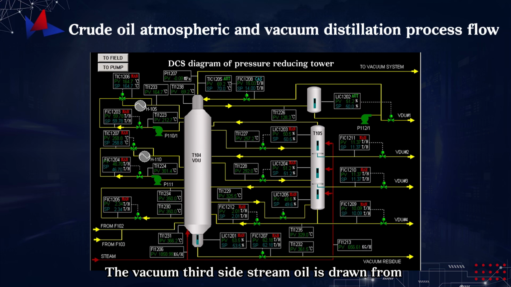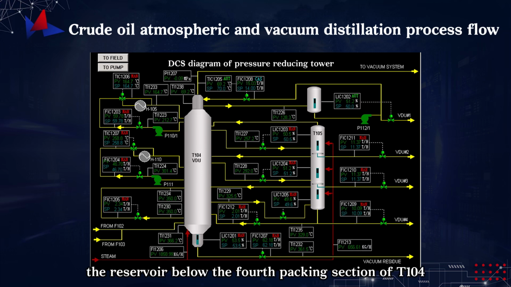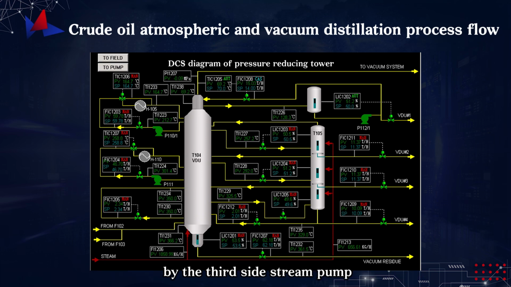The vacuum third side stream oil is drawn from the reservoir below the fourth packing section of T104 by the third side stream pump, exchanged to 220 degrees Celsius, then cooled to 155 degrees Celsius by a water cooler, and leaves the unit as catalytic feedstock.